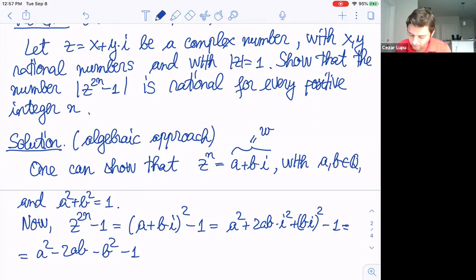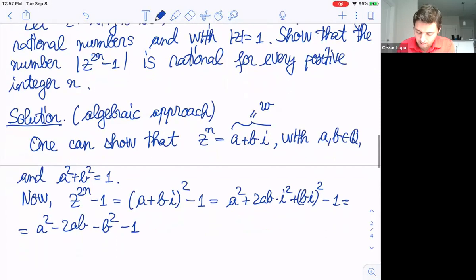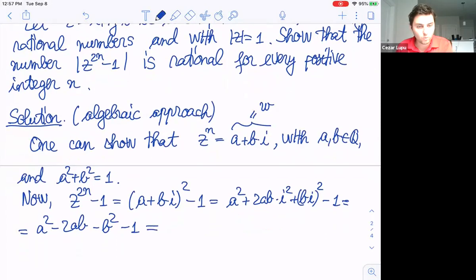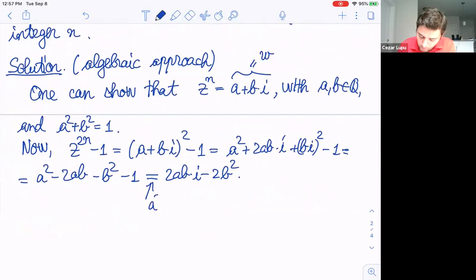But wait a second. And this guy, if we use the fact that a squared plus b squared equals 1, right? It will give us what? Sorry, here I have, this is not a square here, I'm sorry. This is just i. Okay. And now this will give us what? This will give us 2abi minus 2b squared, right? And here we use the fact that a squared plus b squared equals 1. All right, so at this point we know this.